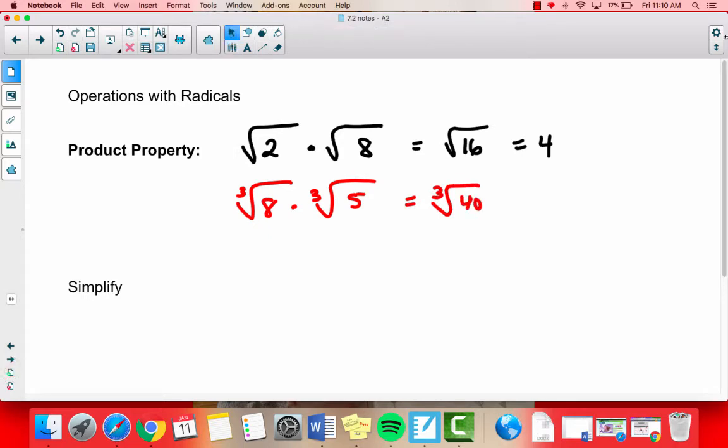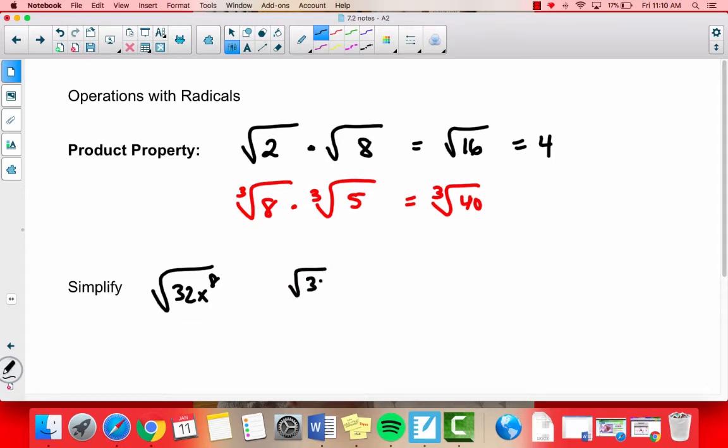Okay, so let's look at an example here. Let's say we have the square root of 32x to the 8th. Now, please keep in mind that this product property goes both directions. So not only can you multiply them together, but you can also break them up in order to simplify something further. So when you look at this example, we have the square root of 32x to the 8th. Notice that 32 is not a perfect square, so I can't take the square root of 32 nicely. So this is what we've practiced before, where you're going to take the square root of 32 and break it down into its perfect squares.